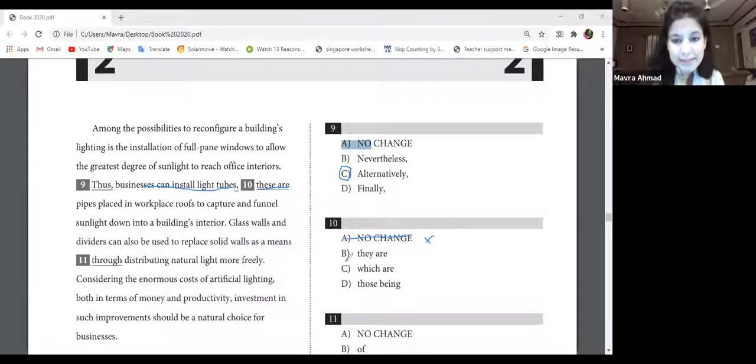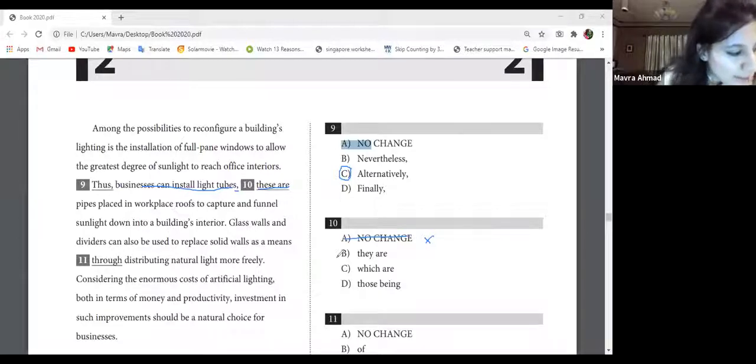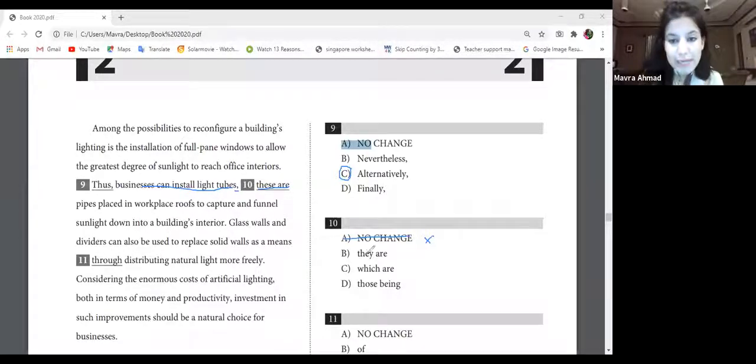Then let's look at the next one, "they are." Now "they are" once again is not the correct pronoun, the relative pronoun that makes a connection with the comma, because if we say businesses can install light tubes, comma, they are. Either this would be a new sentence with a full stop here, then "they are" would make sense, this pronoun "they" would make sense. But now it's not making sense, just like "these" is not making sense.